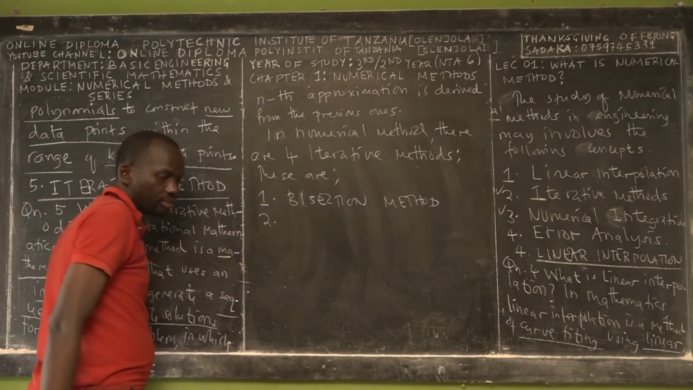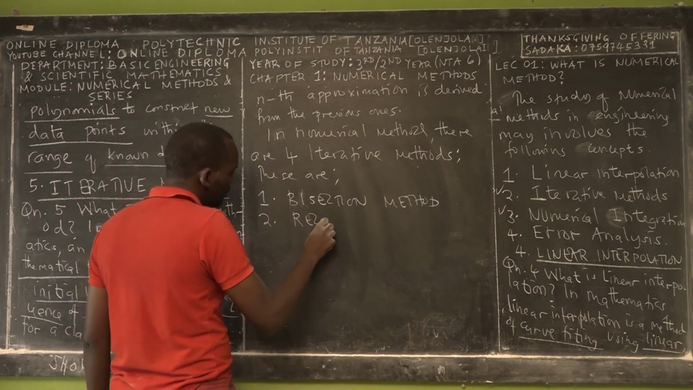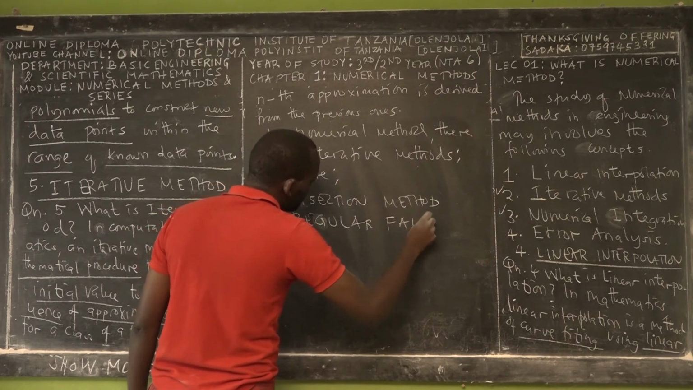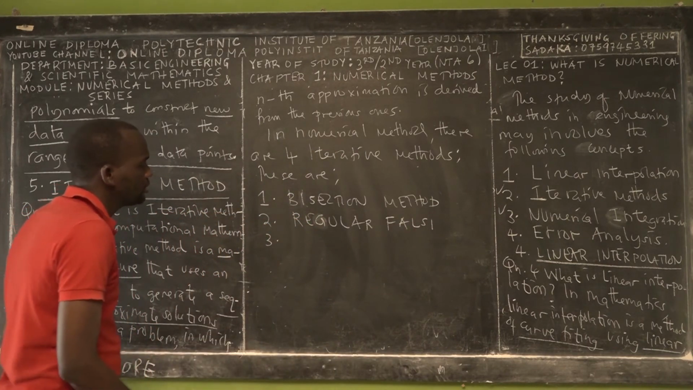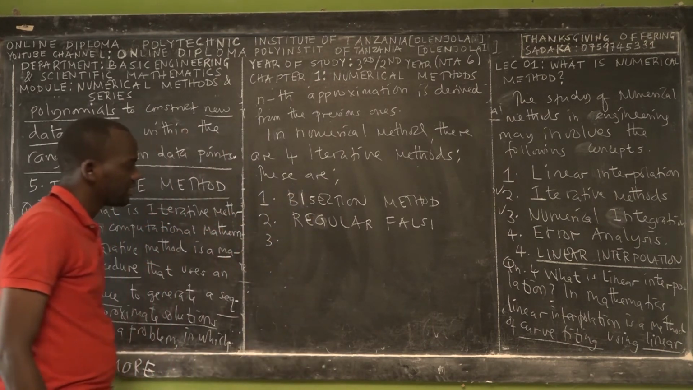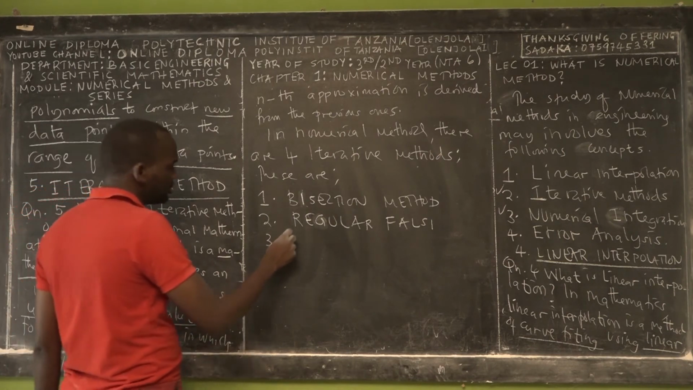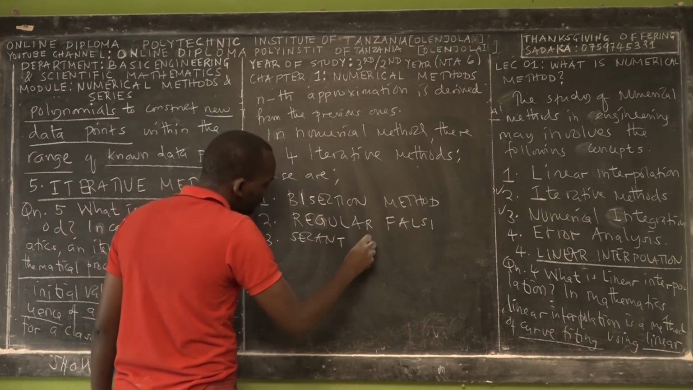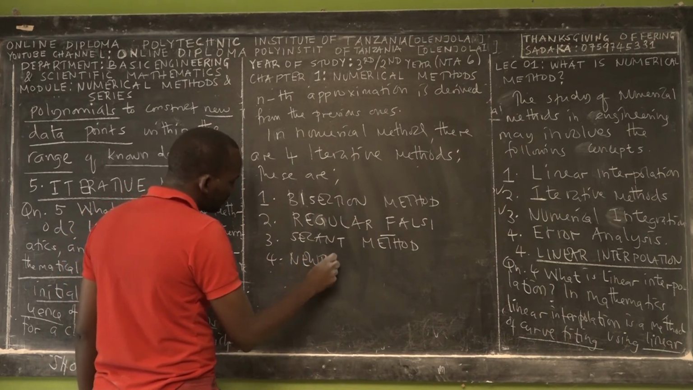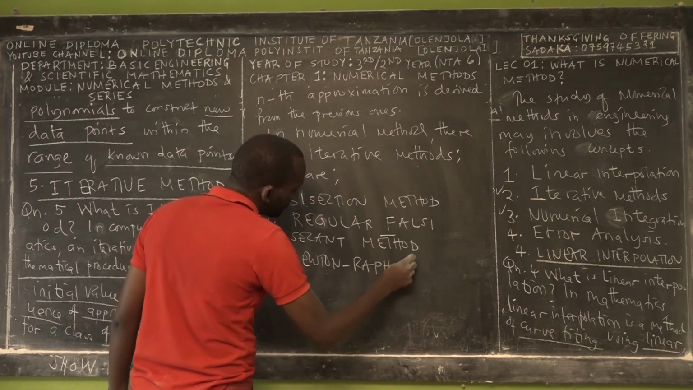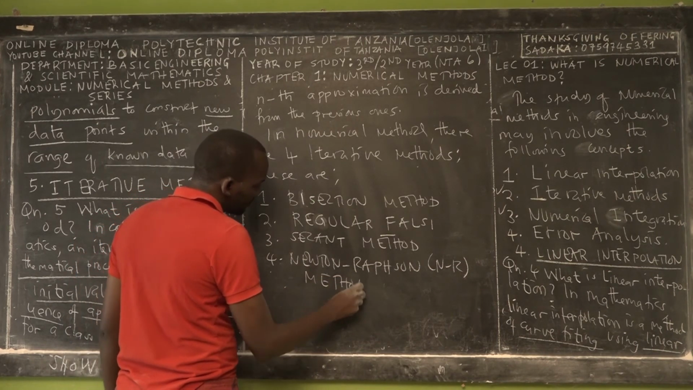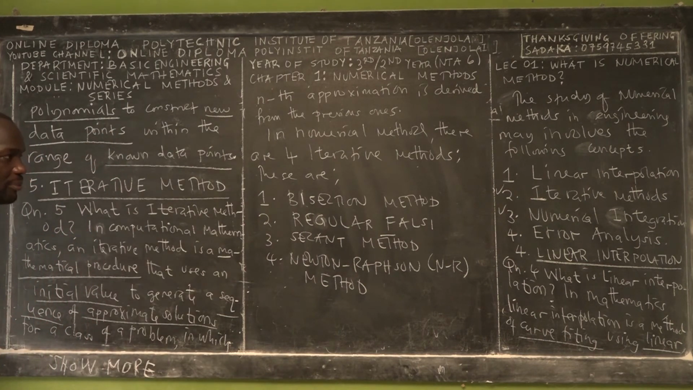The second one we call regula falsi. The other one is called the secant method. Then the last one is called Newton-Raphson, which is the NR method. So those are the four basic iterative methods.